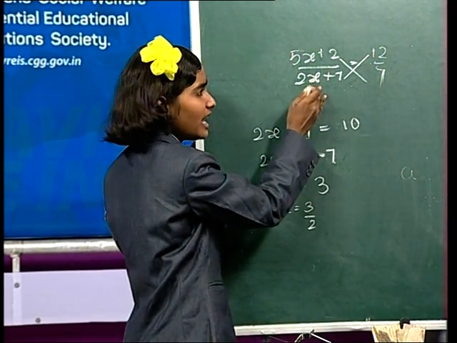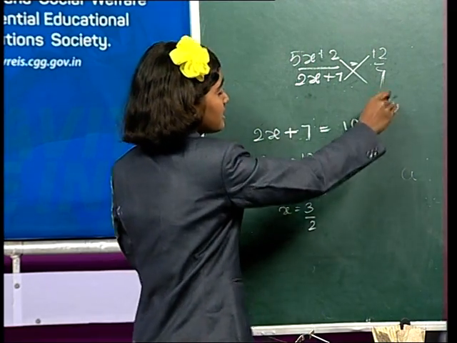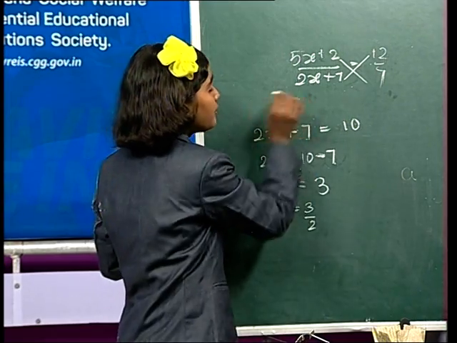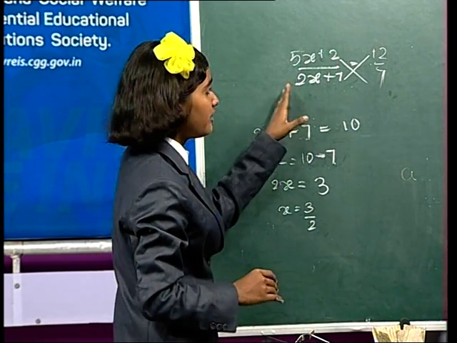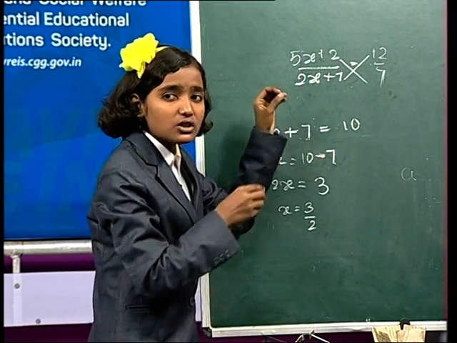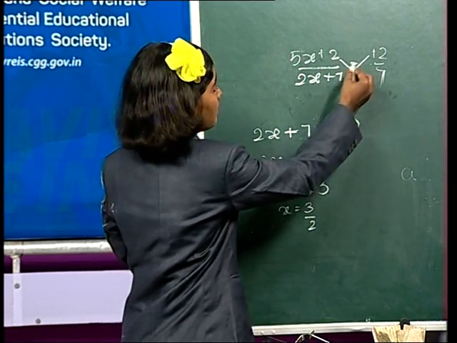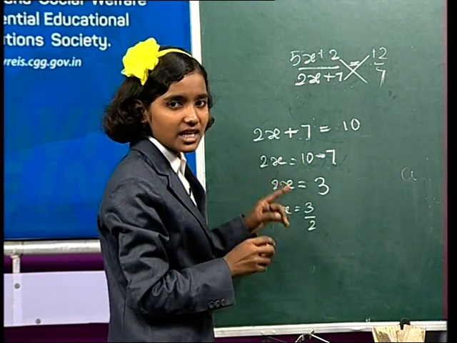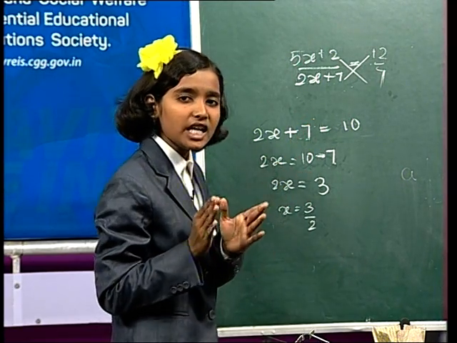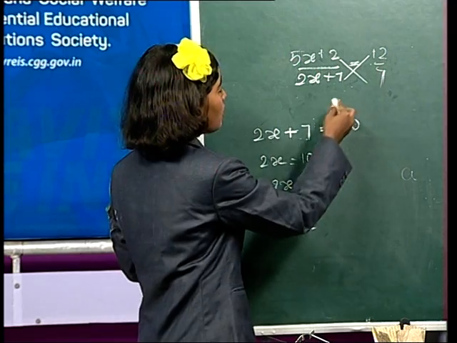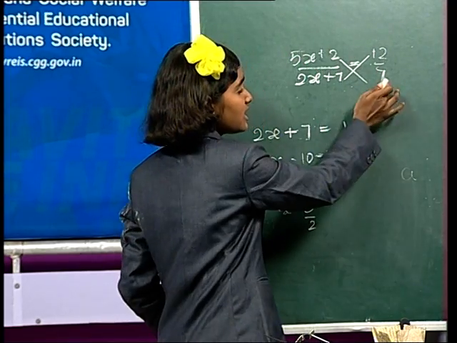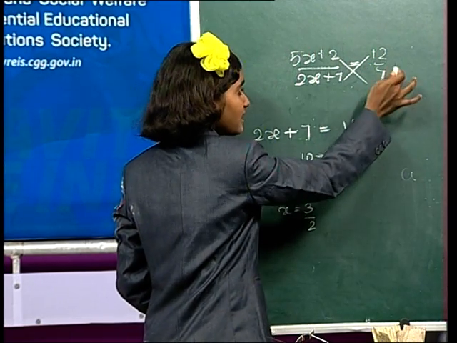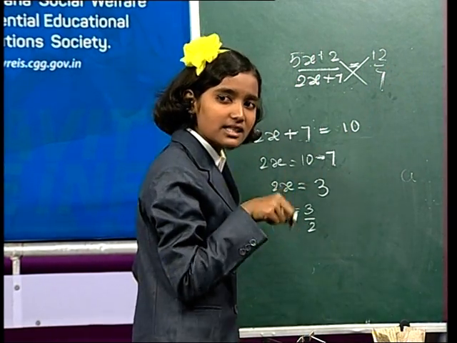Here it is the LHS and it is the RHS. LHS means left hand side. It is the equation which is on the left hand side of the equality sign. And RHS means the right hand side of the equality sign.